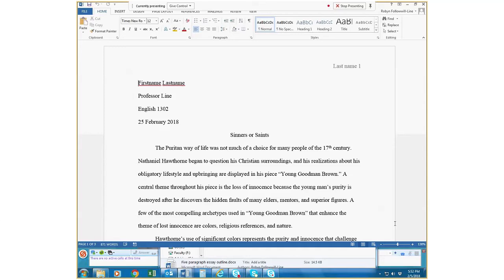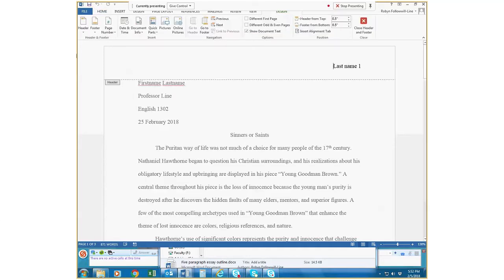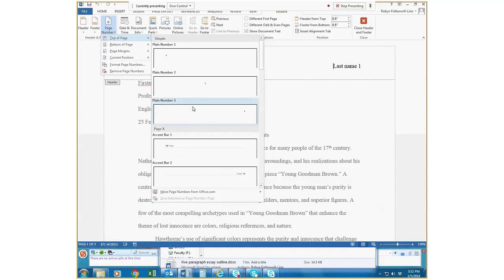So, this paper, up here at the top, it has the student's last name and page number. Double click here at the top, and it needs to pull up header. Go to page number. Top of page, plain number over here. You click on it, and then you type in your last name and hit a space.